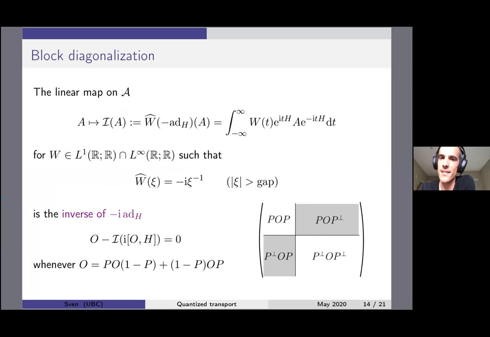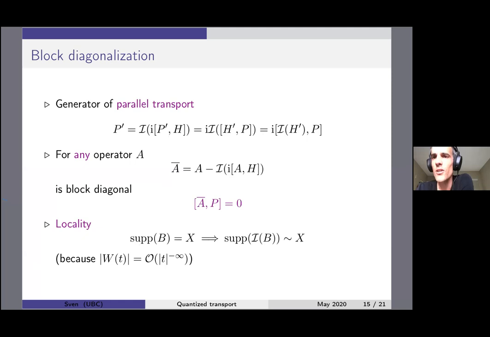Having this, then you're done because P and h commute. So if you take the derivative of P h equals 0, that means P prime h is h prime P. So I do this here, and then this operator I is just an evolution with h, so it commutes with P. So I can move it back here, and I get an equation for P prime. I get the Schrödinger equation, if you want, for the projector P prime. So this map I is very useful because it gives me a natural generator of parallel transport.